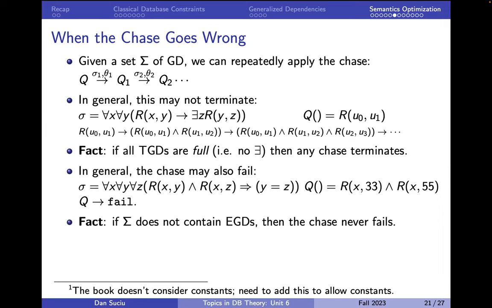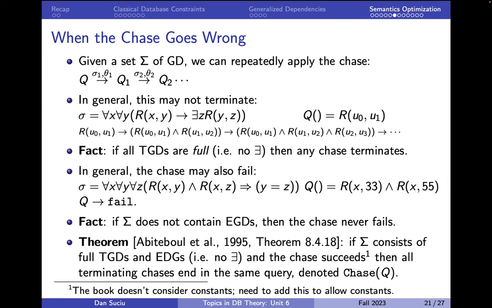Now, if the sigma does not contain EGDs, then it never fails. It only creates new tuples forever. And there is this pretty elegant theory that if sigma consists only of TGDs and EGDs, so no existential quantifiers, and the chase succeeds, then all chases terminate, because we know that they terminate from here. And they terminate in the same query, which is denoted chase of Q.